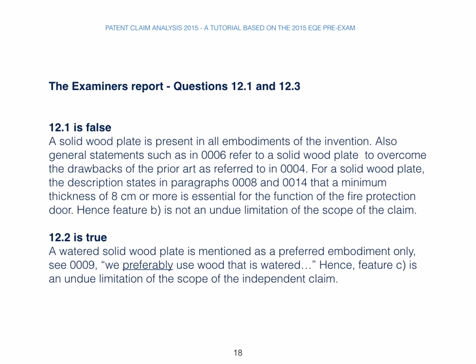Starting with 12.1, statement 12.1 says a solid wood plate is present in all embodiments of the invention. Also, general statements such as in paragraph 6 refer to a solid wood plate to overcome the drawbacks of the prior art as referred to in paragraph 4. For a solid wood plate, the description states in paragraphs 8 and 14 that a minimum thickness of 8 centimeters or more is essential for the function of the fire protection door. Hence, feature B is not an undue limitation of the scope of the claim.